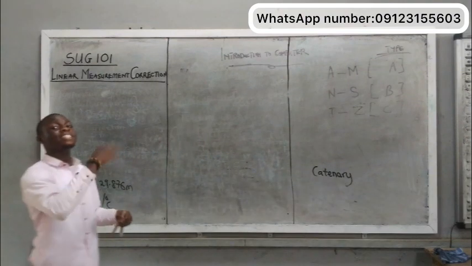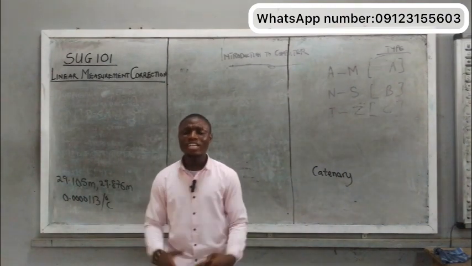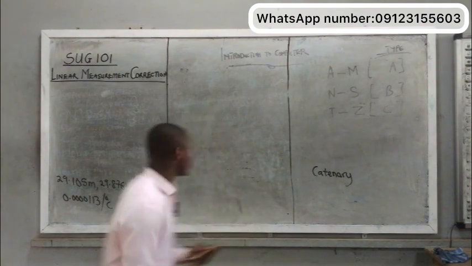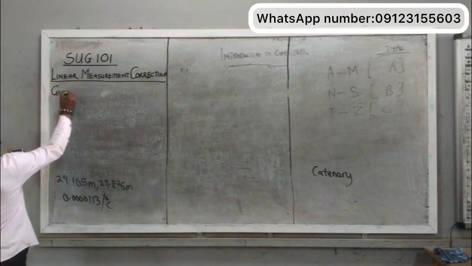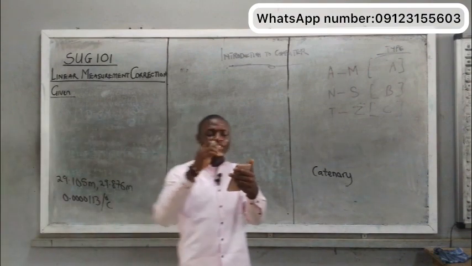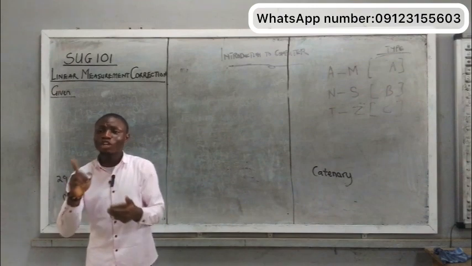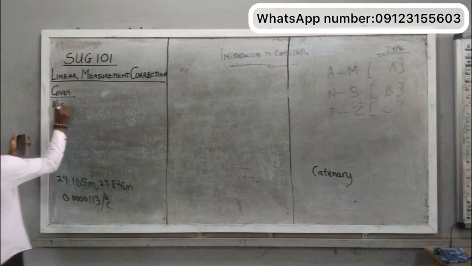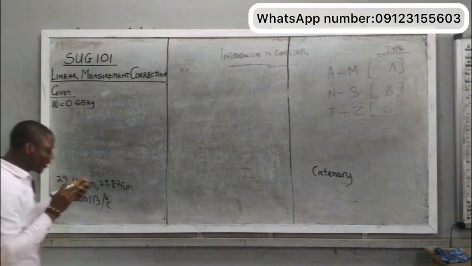Our first task here is to list out the given parameters. What am I given first in the question? I'm told that a steel tape of weight 0.65 kilogram. I'm given weight, so my weight is 0.65 kilogram. Alright, I'm done with that.